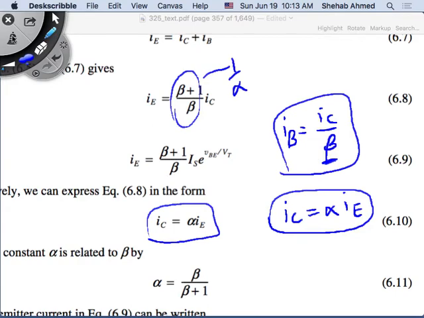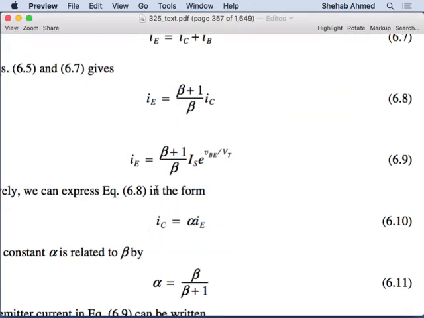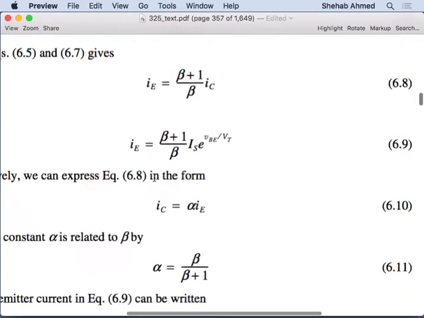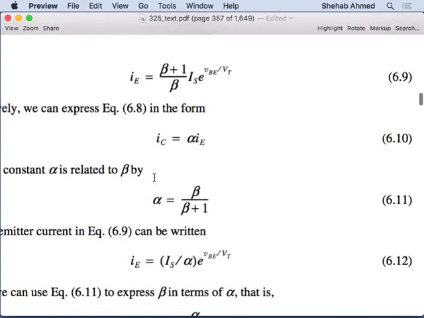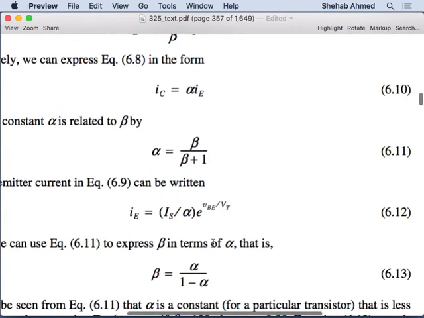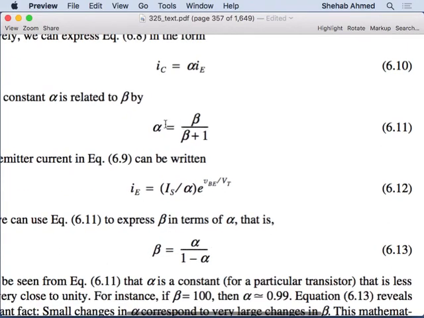Okay, so now that's the case. Everybody's okay with this? So I can rewrite the emitter current in terms of IS, my saturation current, and 1 over alpha. So I can rewrite the emitter current in this fashion. I can write alpha in terms of beta or beta in terms of alpha, so all of that is possible.